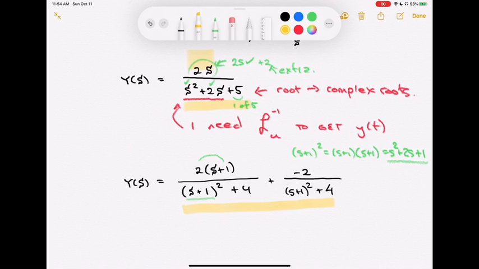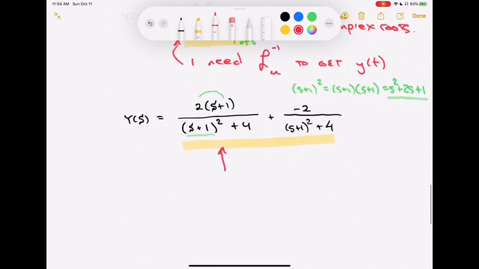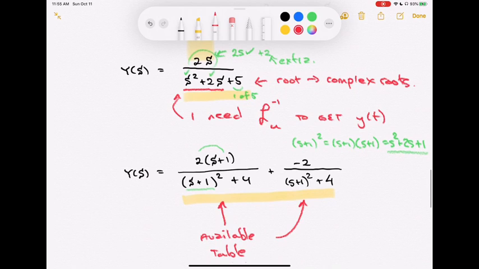Why did I go through all of this? I went through this because if you take a look in the tables, this is an available table entry. That's in the table, and so is that one. So I've got 2 guys now written. I've just broken this guy up in a different way. Partial fraction expansions are one way to break it up into really simple terms.